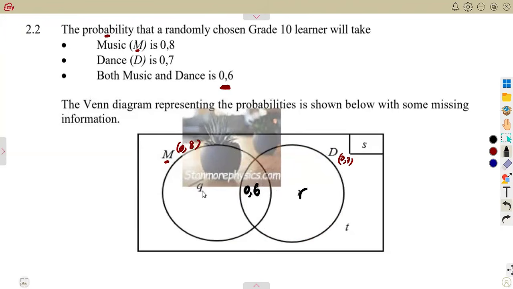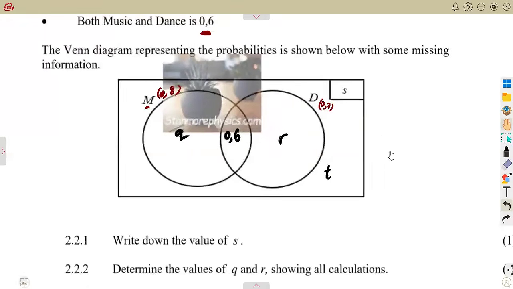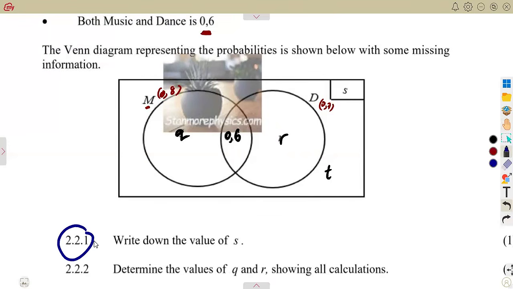And this is R, this is Q, and this is T. So the Venn diagram was given with some missing information. And from this missing information, they're asking you on 2.2.1 to write down the value of S. Where can we obtain S? S in this case is representing our sample space. And we do understand that the probability of whatever is in the sample space, of everything, must add up to 1. That is the probability of everything is equal to 1. So that is what they are simply asking you there.